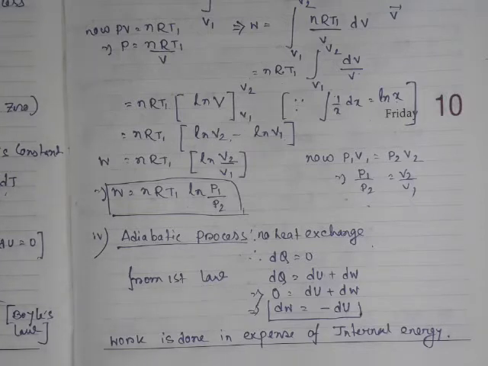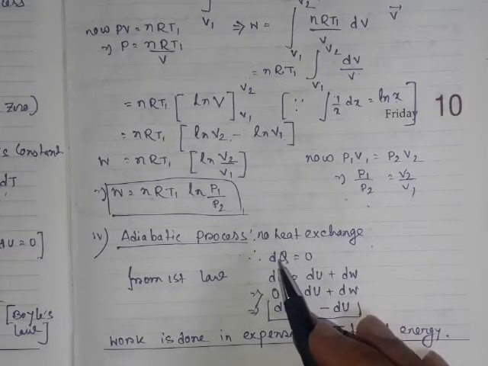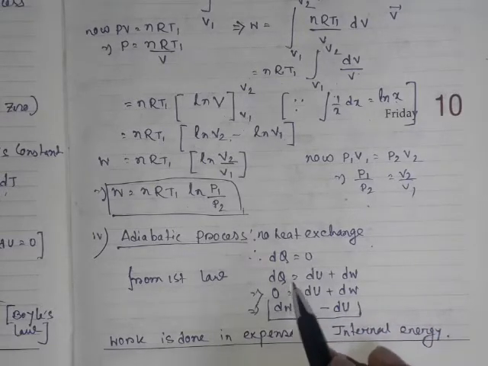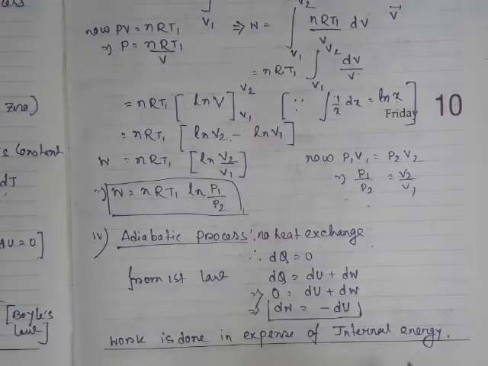So you don't need to give the system so much time that it can exchange heat with the surroundings. That means this is a faster process, and the constraint of this process is Q equals 0, and from the first law it is clear that dW is minus dU. That means work is done at the expense of internal energy. That means the system does the work, and it does it at the expense of its internal energy. Okay, so that is the adiabatic process.